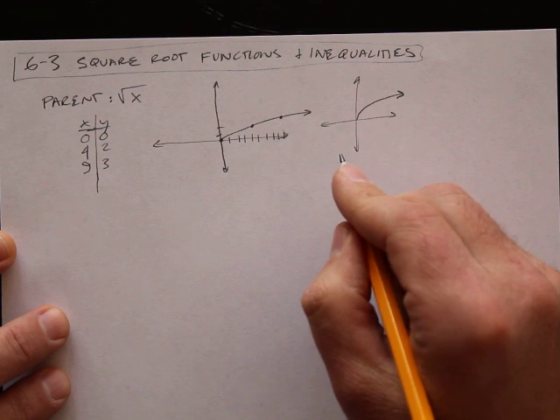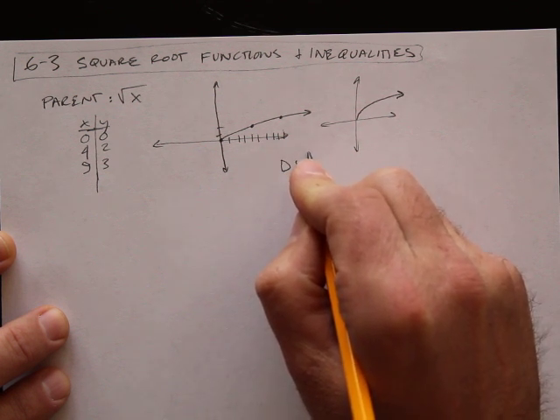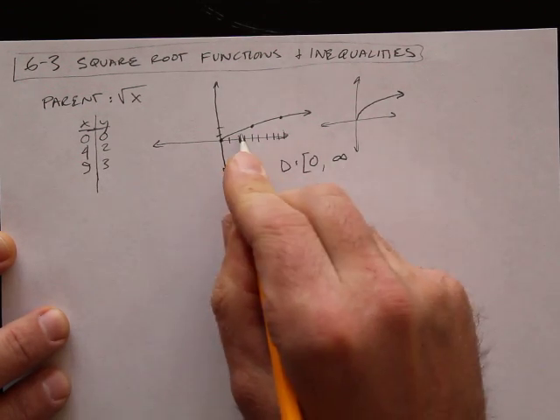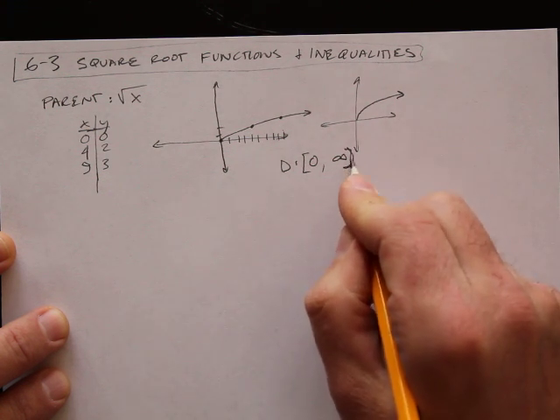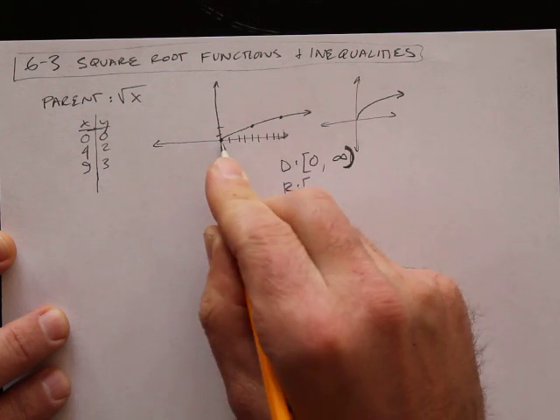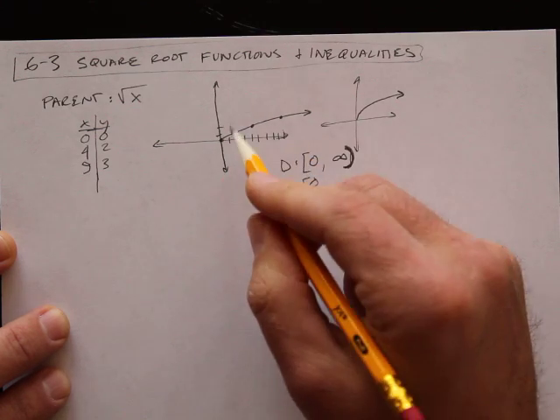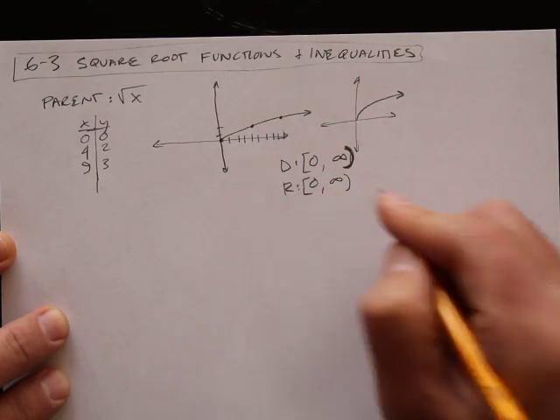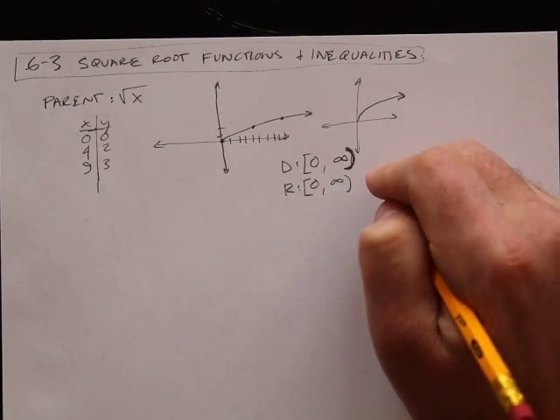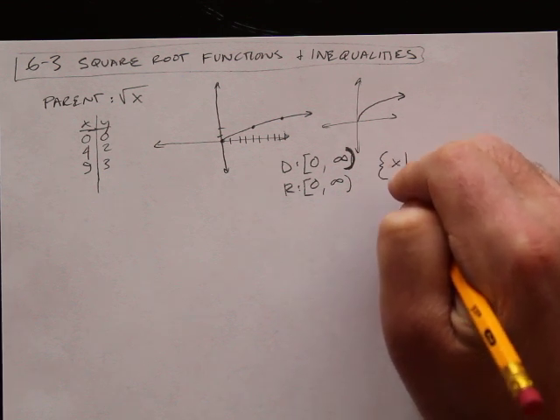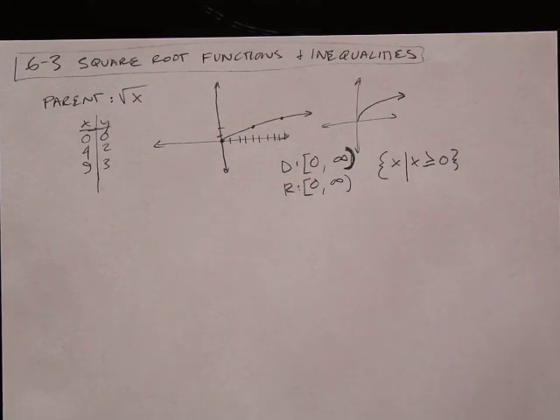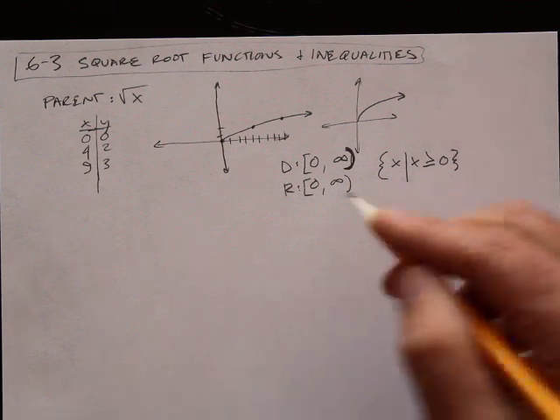So your domain here is 0. Just notice 0 is included, and it goes to positive infinity. Oops, sorry, this should be a soft bracket for infinity. Your range is 0, so your y values that are included, and that goes all the way up to infinity as well. And you can write this same thing as, let's see, how would they do it in the book? For x values, x is greater than or equal to 0. Something like that.